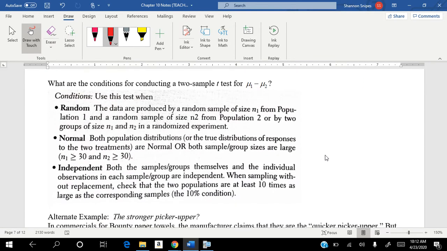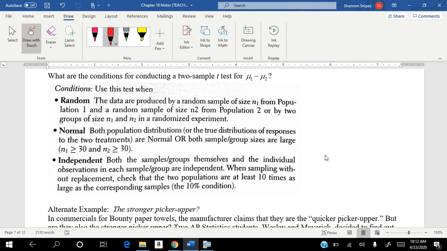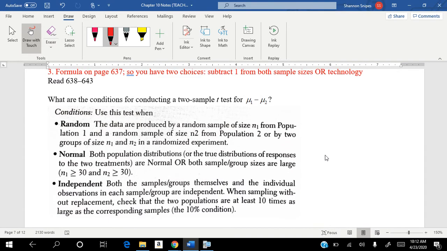All right, so then the conditions for conducting a two-sample test for mu1 minus mu2. We're going to use this test when the data is random. So, of course, I think these are quite familiar. I'm not going to read them all to you. Just want to point out a couple things. There is this word or here. So there is a choice depending on how the two samples were created.